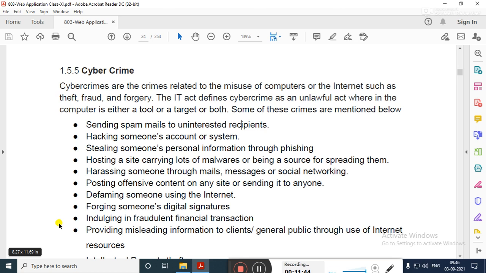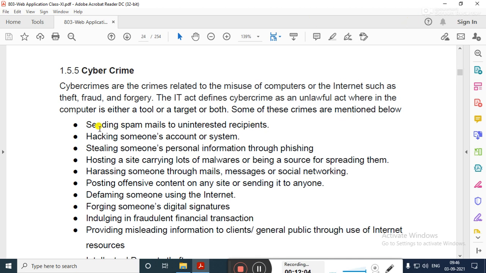So that's why, according to the IPC, the Indian Penal Code, there is the IT Act. The IT Act basically defines cybercrime as an unlawful act wherein the computer is either a tool or a target or both. Some of these crimes are mentioned here.